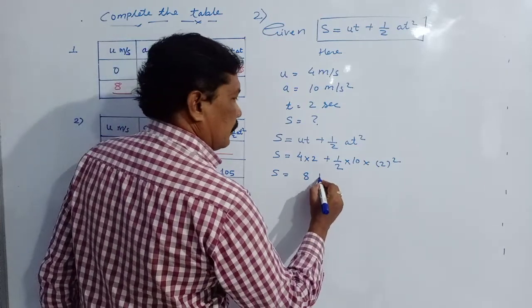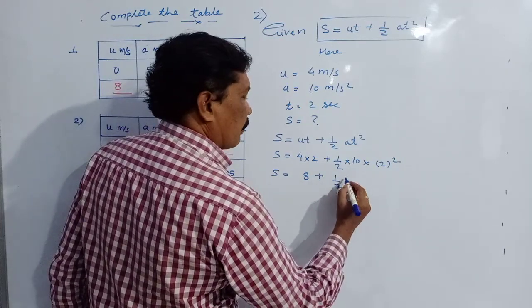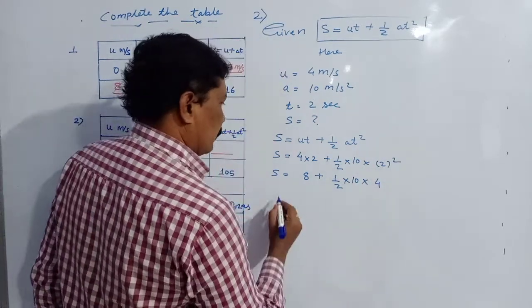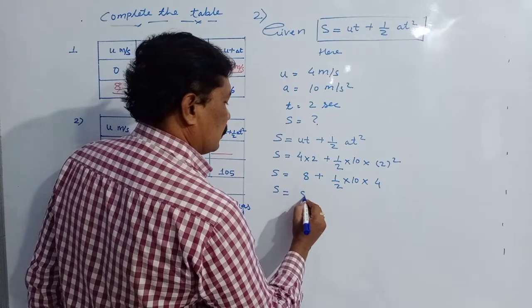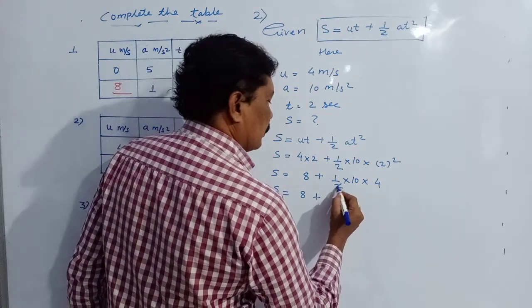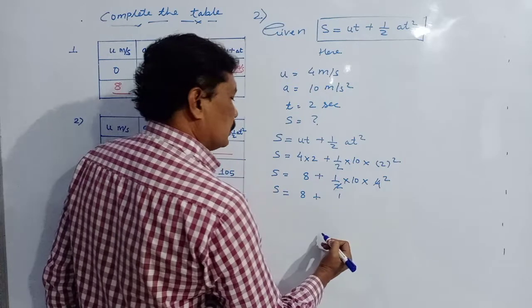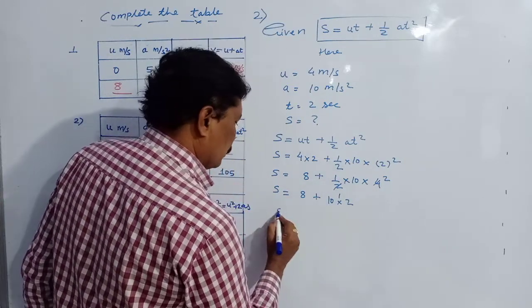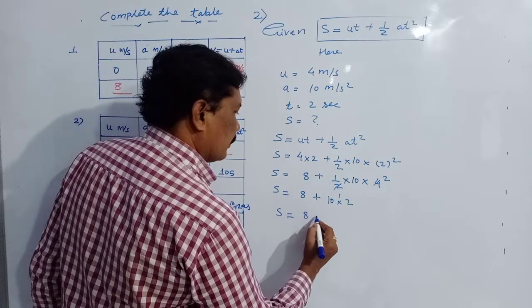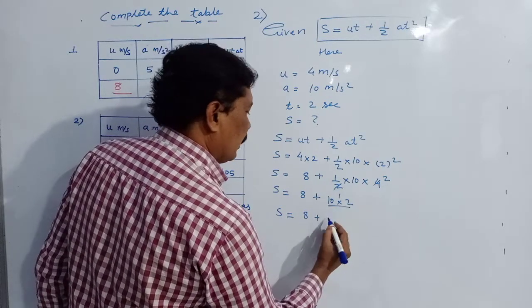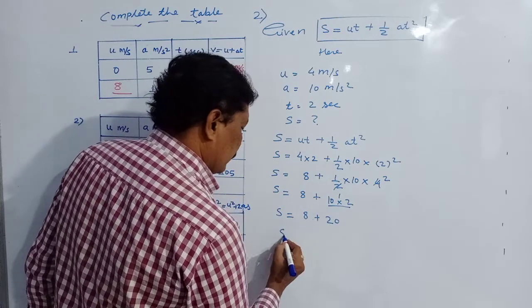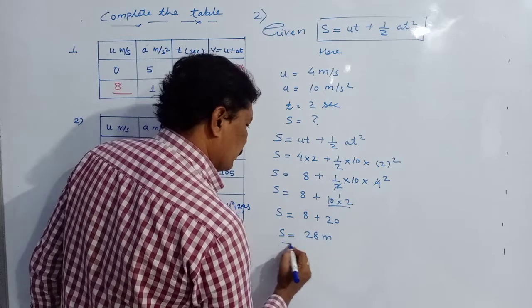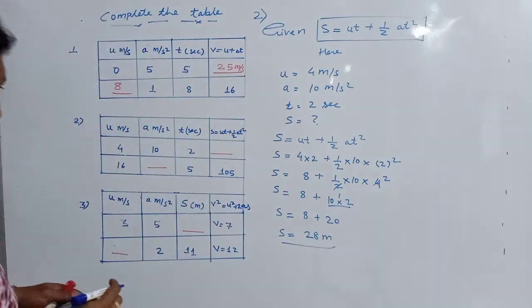8 plus half into 10 into 2 to the power 4. S is equal to 8 plus half into 10 into 4, that is 10 into 2. S is equal to 8 plus 20. S is equal to 28, and the unit for displacement is what? Meter.